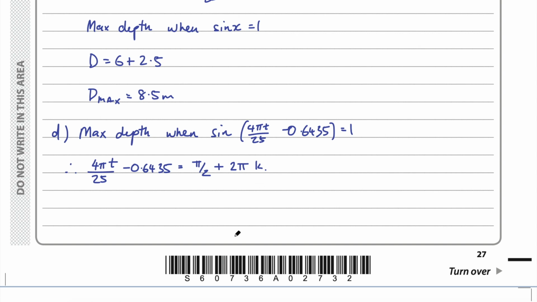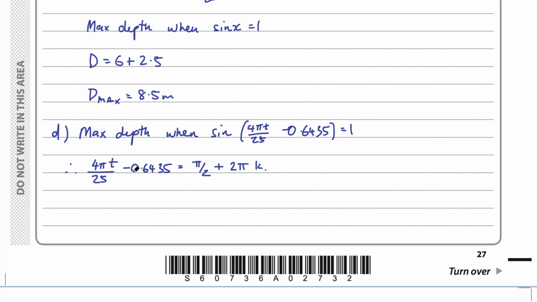However, we also know that the time is between 0 and 24. So there probably won't be another maximum in that time period, but it's always good to indicate you know that the sine curve keeps on going and there will be further maximums after pi on 2 plus 2 pi. So we have an equation and we can go ahead and solve this for t.